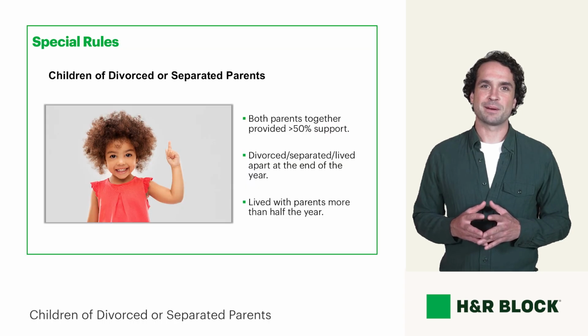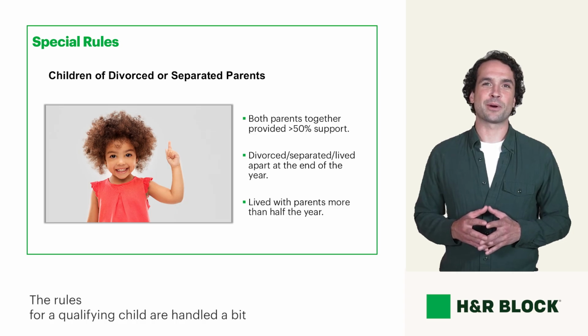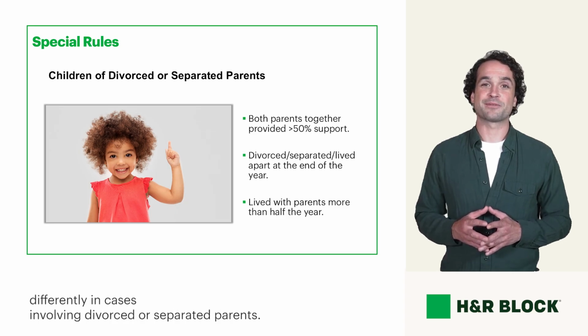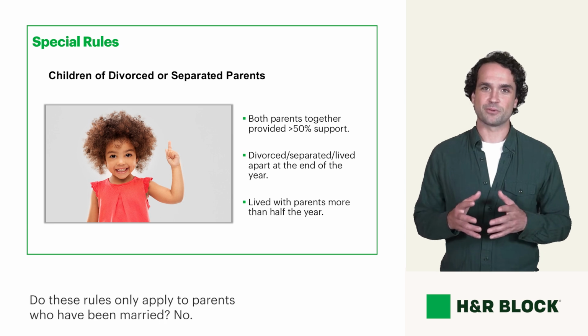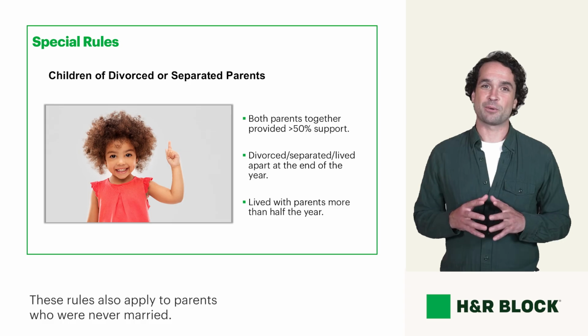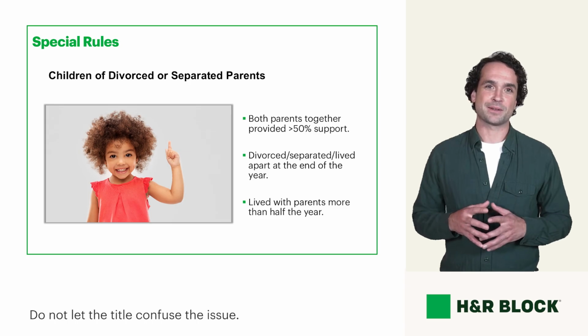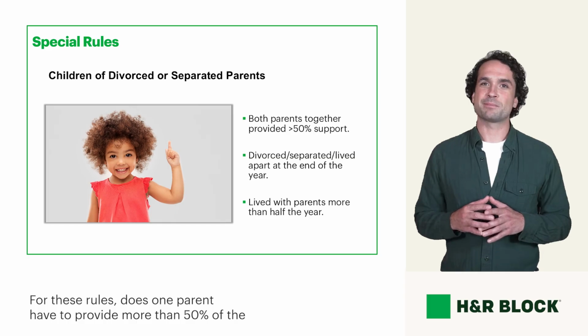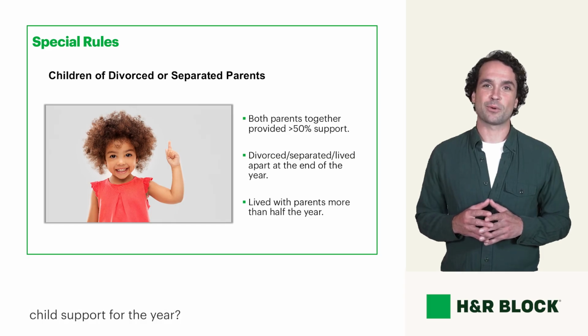Children of divorced or separated parents. The rules for a qualifying child are handled a bit differently in cases involving divorced or separated parents. Do these rules only apply to parents who have been married? No. These rules also apply to parents who were never married. Do not let the title confuse the issue. For these rules, does one parent have to provide more than 50% of the child's support for the year?